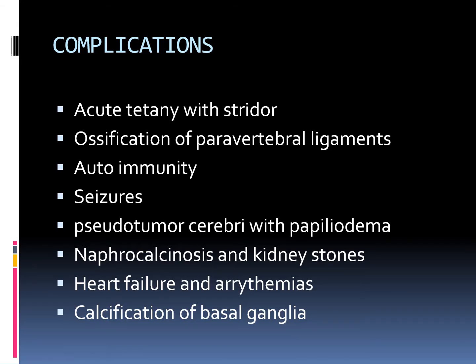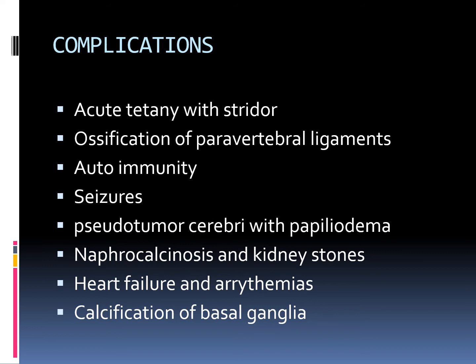Complications of hypoparathyroidism. Acute tetany with stridor, especially if associated with vocal cord paralysis, may lead to respiratory obstruction requiring tracheostomy. There may be associated autoimmunity causing celiac disease, pernicious anemia or Addison's disease. Ossifications of paravertebral ligaments may occur with nerve root compression and surgical decompression may be needed. Seizures are common in uncontrolled and untreated patients. Overtreatment with vitamin D and calcium may produce nephrocalcinosis and impairment of the kidney function.